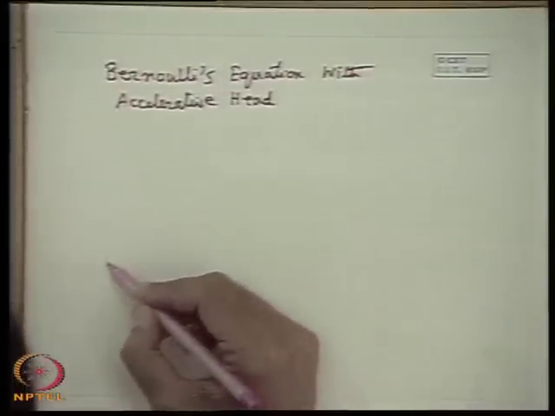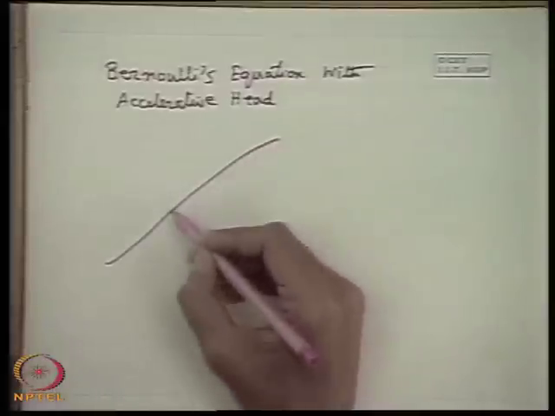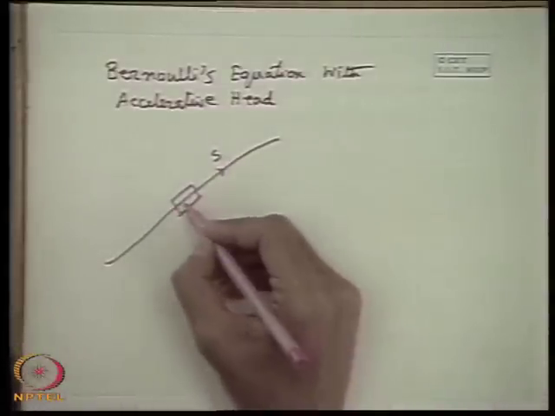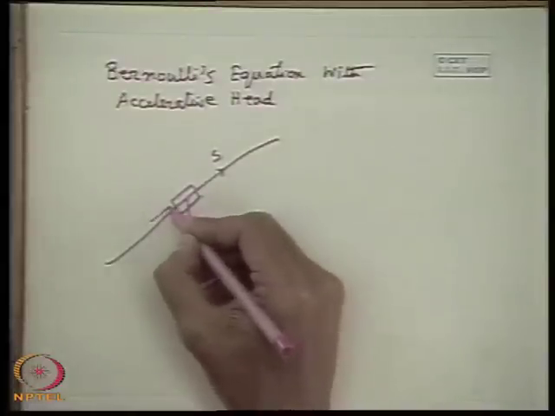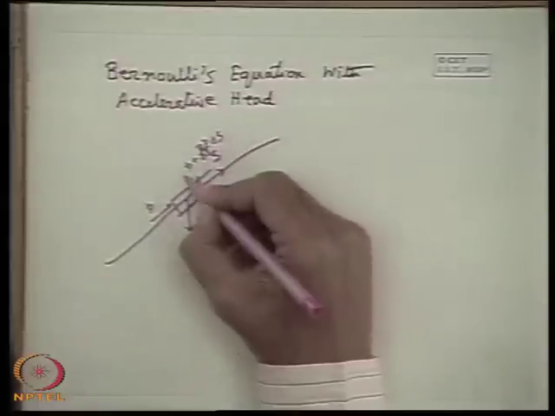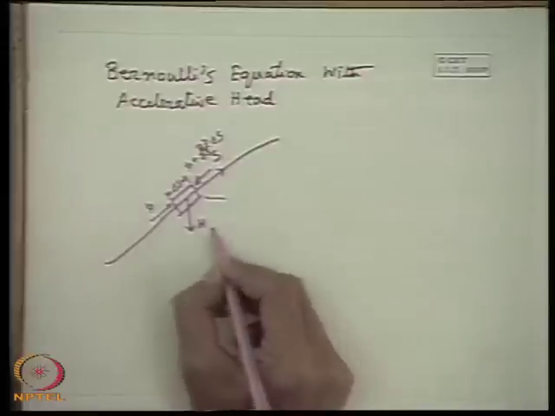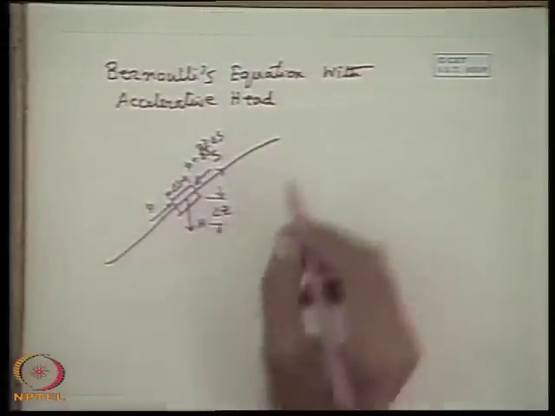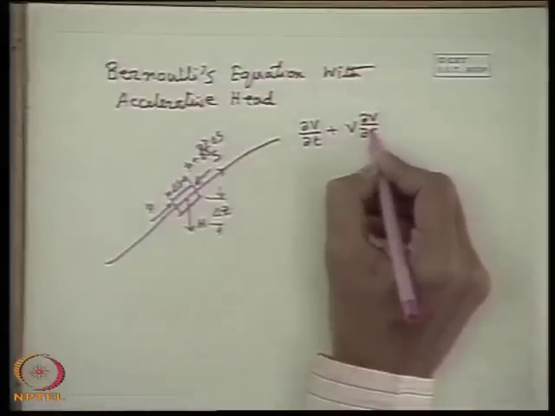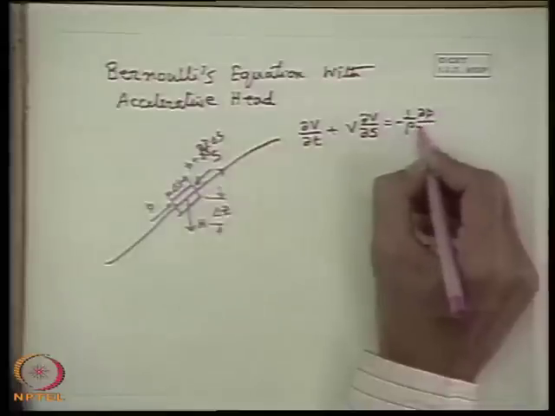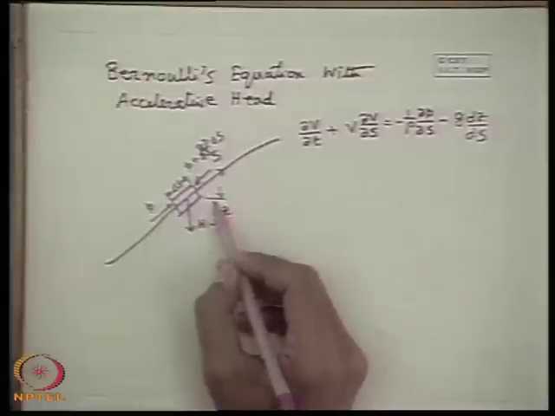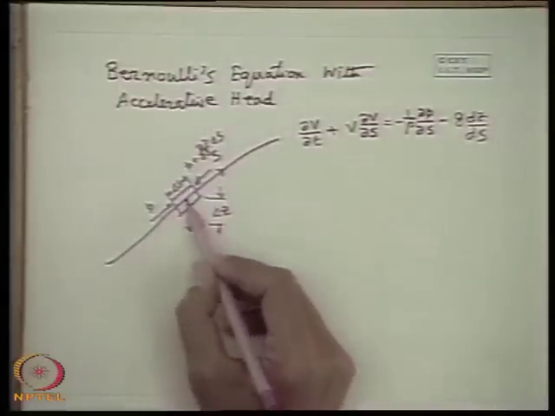Let us recapitulate the Bernoulli's equation. How did we derive it? Consider a streamline, and a fluid element on the streamline, with the weight W acting this way, and the pressure forces P and P plus ∂P/∂s into δs, where δs is this length, and δz is the vertical distance. From a force balance on the fluid element, for a general unsteady case we derived V ∂V/∂s, the acceleration per unit mass, equals minus 1 upon rho ∂P/∂s for an inviscid fluid, minus g dz/ds. This dz/ds is δz by δs in the limit δz tends to 0, which at a point becomes dz/ds.